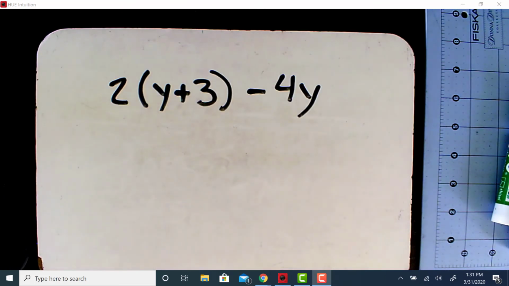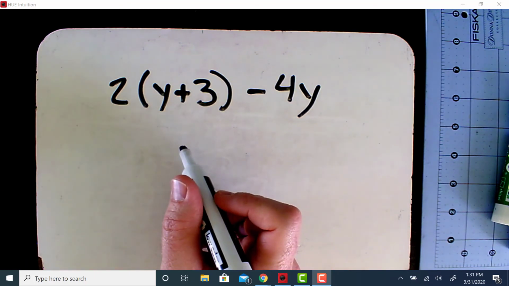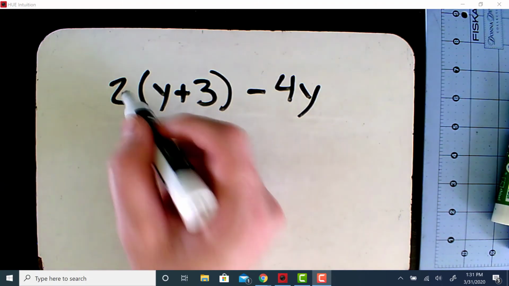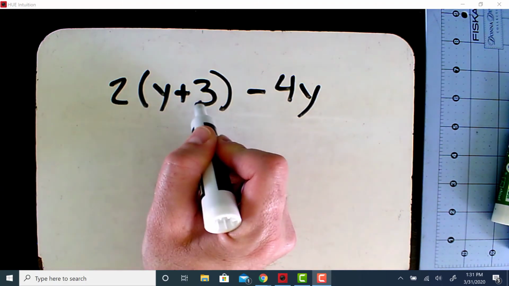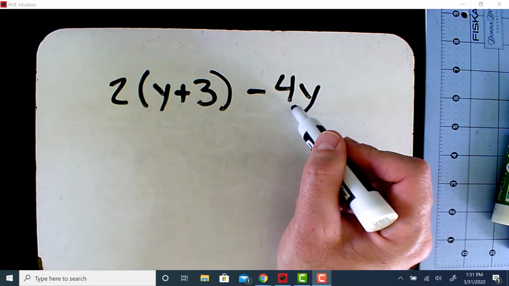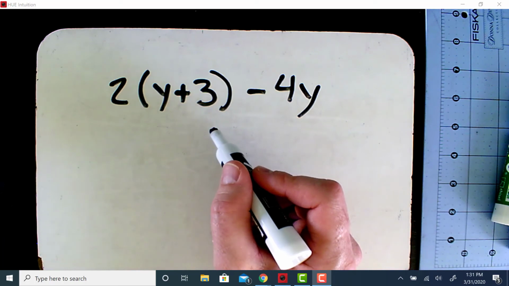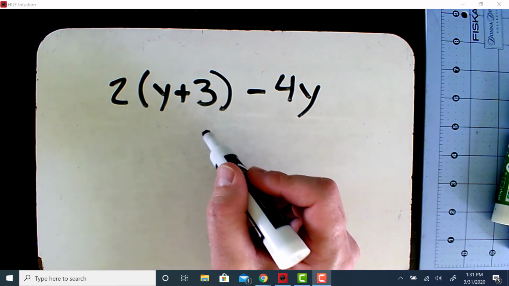Let's try one more example, and in this example, we're going to be doing something that we learned yesterday, distributive property, and combining like terms. So on this problem, you'll see that we've clearly got a distributive property problem right here. I've got 2 times y plus 3, but then I've got this extra term here out on the end of minus 4y.